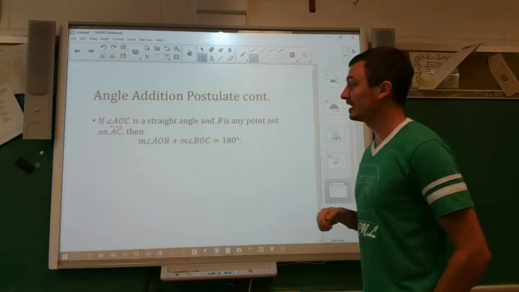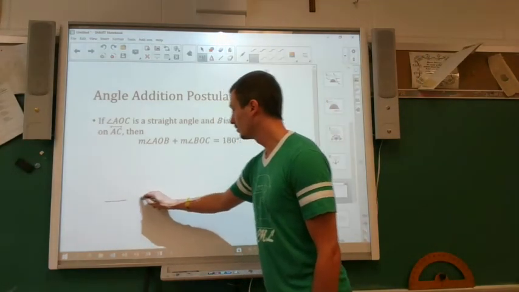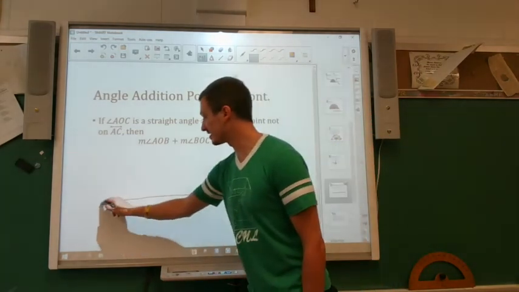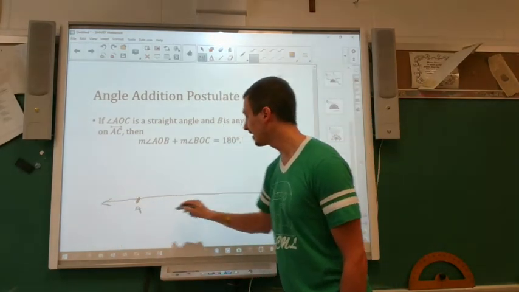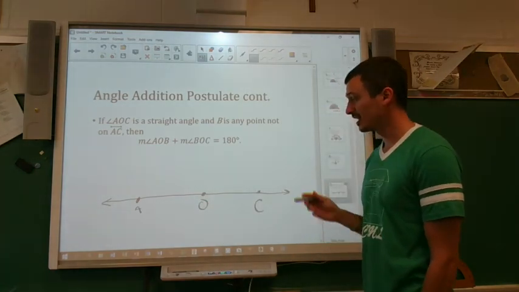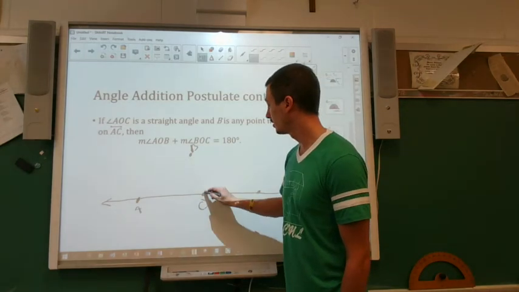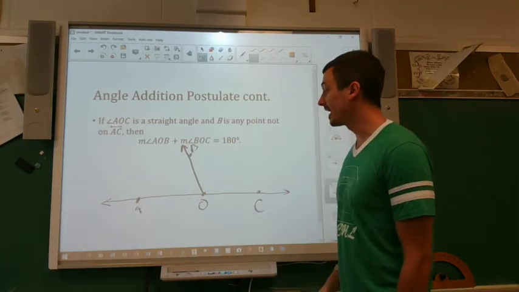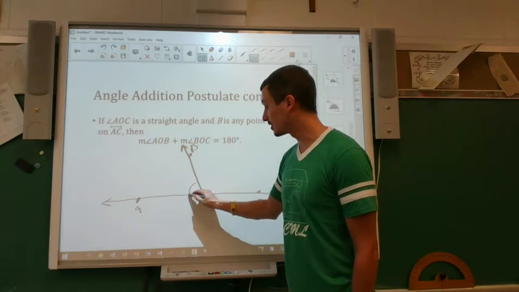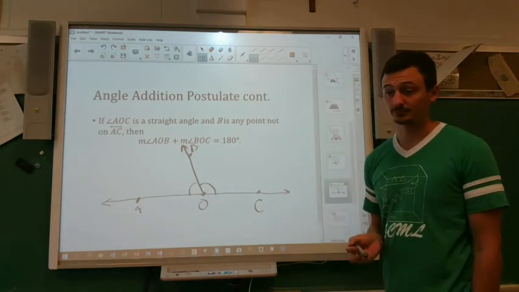There's more about it, is that if AOC is a straight angle, so let's say this is angle AOC, if that's a straight angle, and I have B somewhere up here, then I don't care what the measures are, the measure of this angle plus the measure of that angle will give us 180 degrees, always.